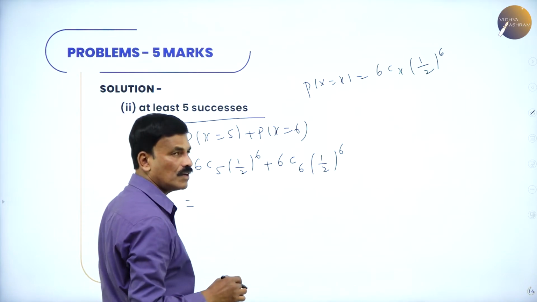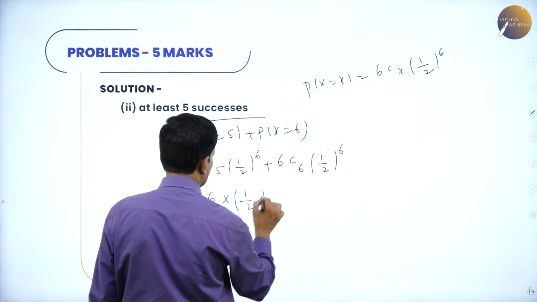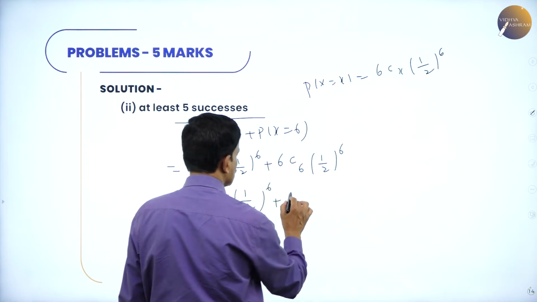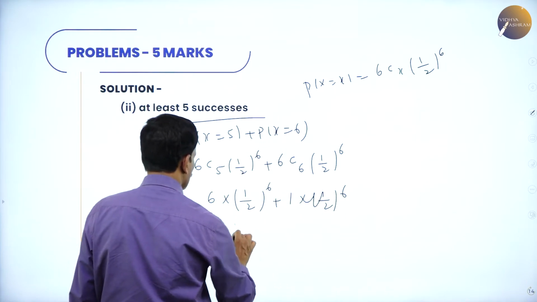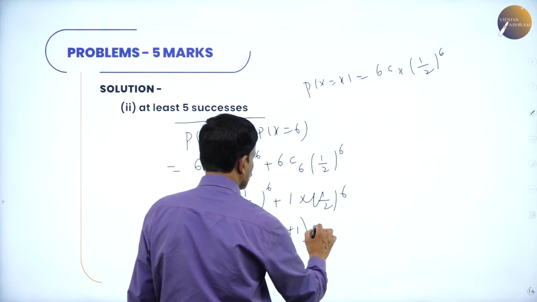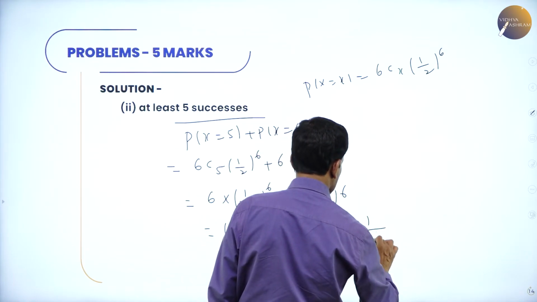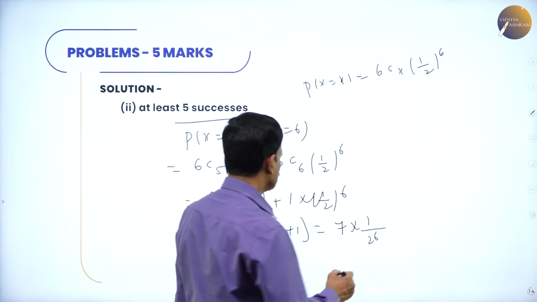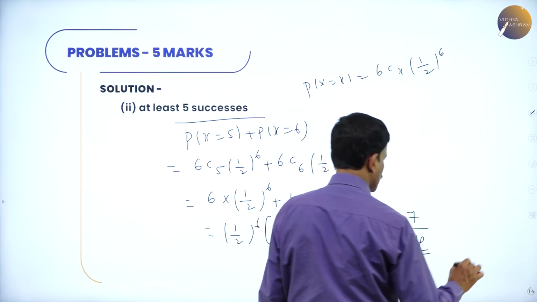Just find out the value of 6C5. This is 6 into 1 by 2 to the power of 6 plus 6C6 is 1 into 1 by 2 to the power of 6. So 1 by 2 to the power of 6 you can take out, 6 plus 1, that is 7 into 1 by 2 to the power of 6. So this is equal to 7 divided by 64. That's it.